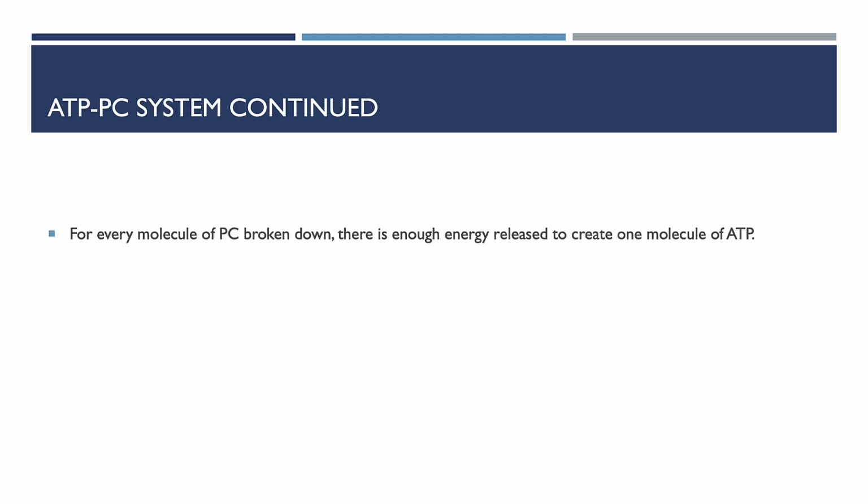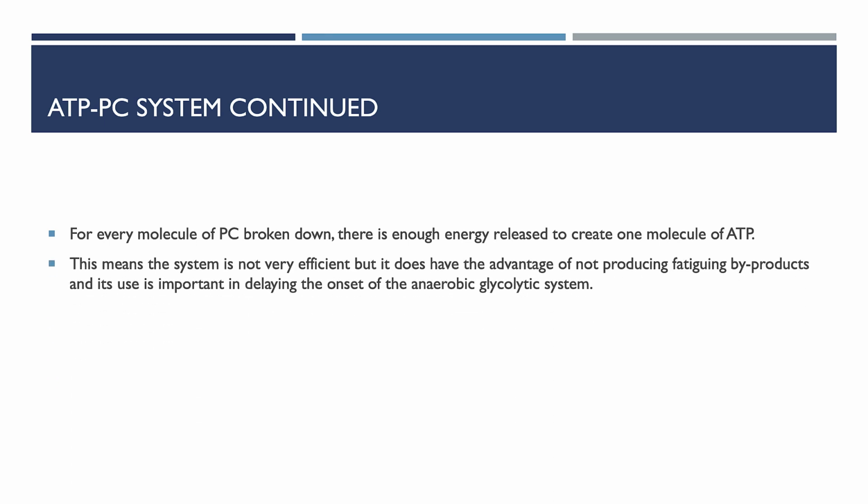The ATP system continued. For every molecule of PC broken down, there is enough energy released to create one molecule of ATP. This means the system is not very efficient, but it does have an advantage of not producing fatigue byproducts. And its use is important in delaying the onset of the anaerobic glycolytic system.